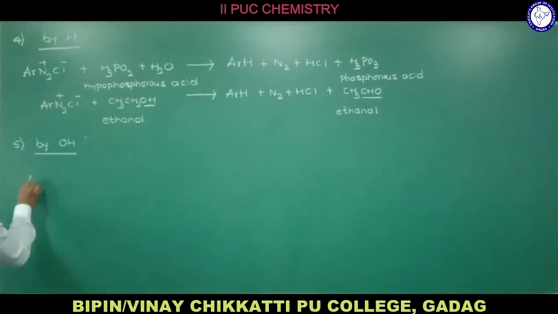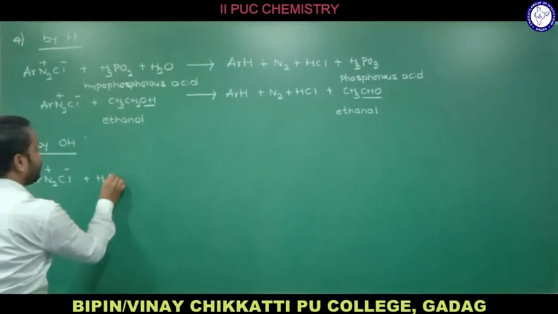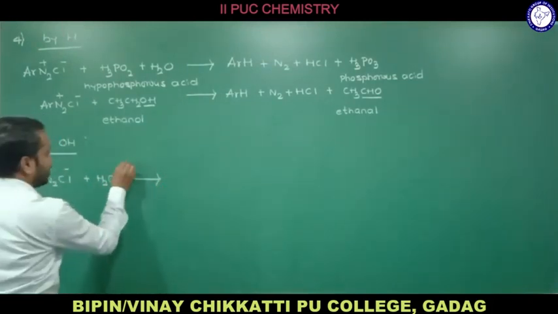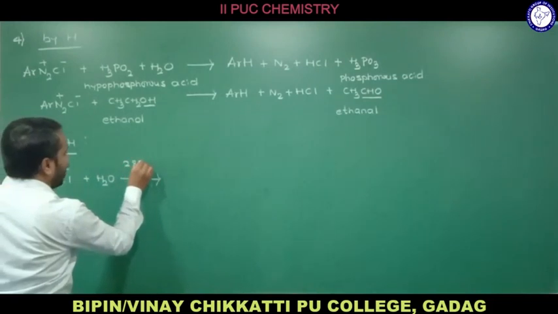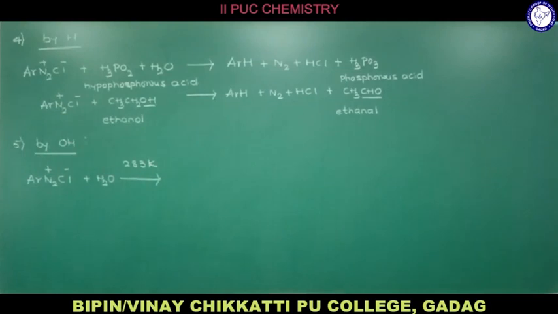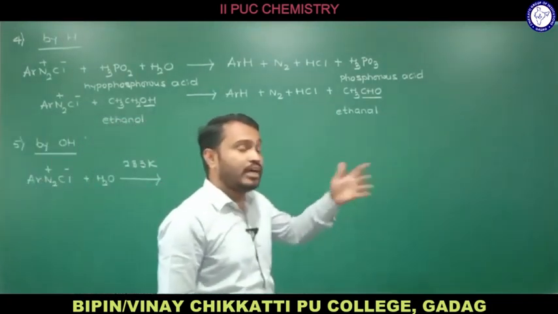So let me write the reaction for that one. That is ArN2+Cl-. As we know, when this particular diazonium chloride undergoes hydrolysis at higher temperature, around 283 Kelvin. At high temperature, in particular 283 Kelvin, this benzene diazonium chloride or arene diazonium chloride undergoes hydrolysis.